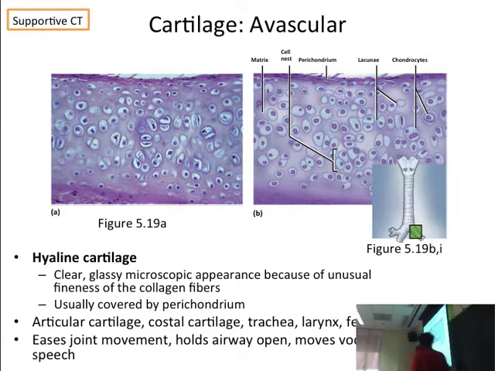You find this all over the place. It's the articular cartilage between bones, between the ribs here, this costal cartilage we talked about, trachea, the larynx, the windpipe. The entire fetal skeleton is made of hyaline cartilage because that is what develops into bone. So we talked about intramembranous ossification yesterday. That's what's happening in a fetal skeleton.